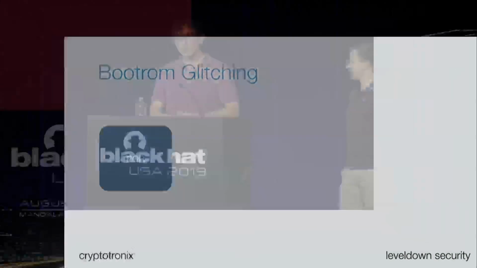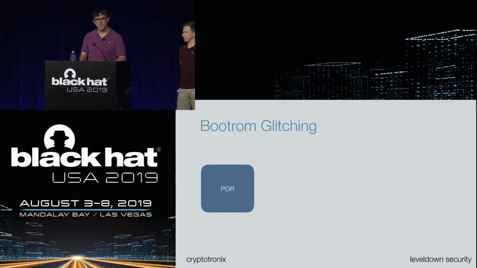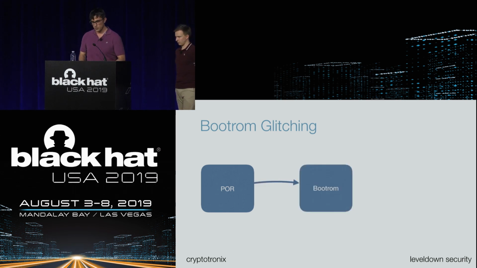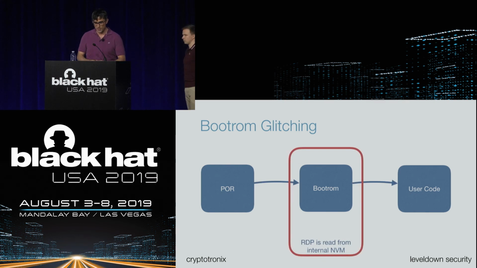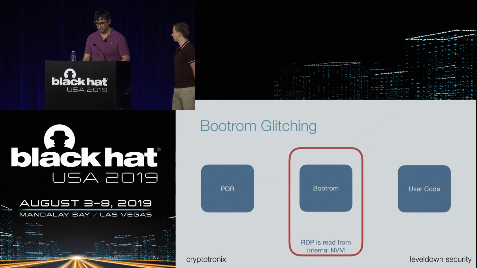So this happens in the Bootrom. We're interested in analyzing the Bootrom for the Bootrom glitch. The first thing that happens is a power on reset event. After the power on reset event, the microcontroller goes into the Bootrom and runs the code that's in the Bootrom. That Bootrom could be doing different things depending on different pins. But after the Bootrom is done, and specifically it's going to be reading RDP, that's what we're interested in, it's then going to launch user code. And so we know that the Bootrom is going to read RDP from the internal flash, so that's where we need to insert the glitch.